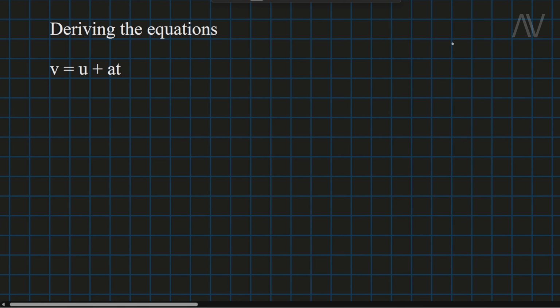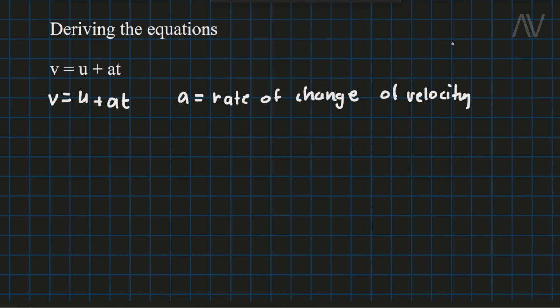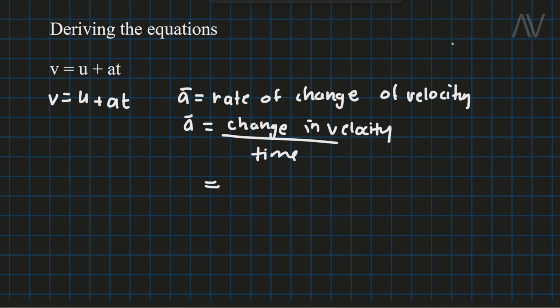So now let us see the derivation of the first equation of motion. Acceleration is the rate of change of velocity. That is, acceleration is equal to the change in velocity upon the change in time, final minus initial upon t. So a is equal to (v minus u) upon t. If we send v to one side, we get v is equal to u plus at. And this is the first equation of motion.